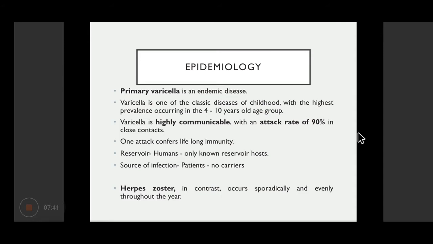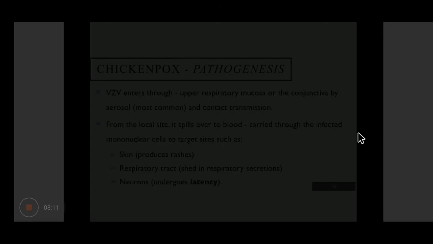infection. One attack confers long-lasting immunity, and humans are the only reservoir and only species which can harbor this virus, and there is no carrier stage. Herpes zoster, in contrast, occurs sporadically and unevenly throughout the year, mainly in people who have been infected with this virus some time back, and the virus has established itself latently in the neurons of that person.